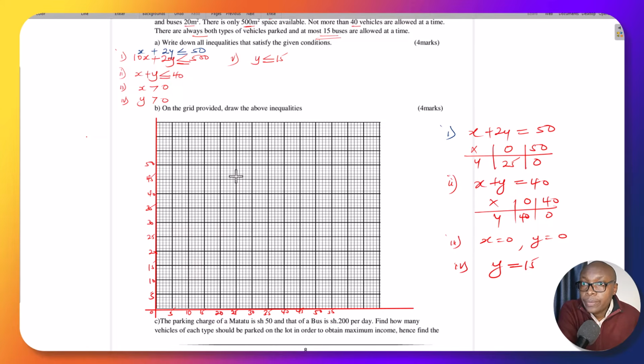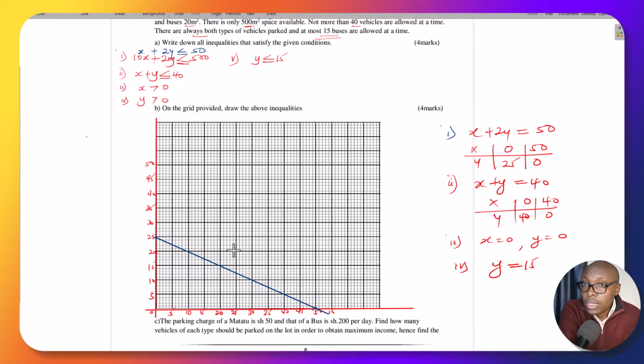So the first line, x plus 2y equals 50: I need to plot 0, 25 first. So 0, 25 is there. And then we have 50, 0. That is the line, and the line is continuous, so it runs further beyond these points.